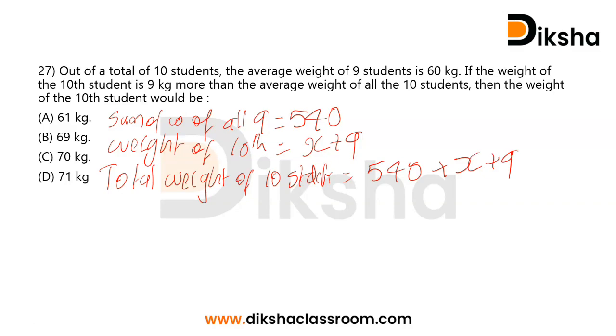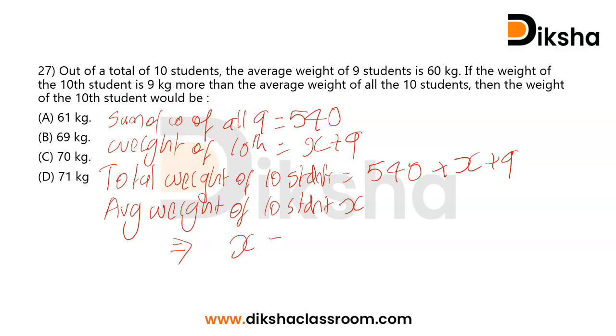Okay, now we have taken the average weight of 10 students as x. So average equals total value by number of observations, that is x is equal to, what is the total value? 540 plus x plus 9. What is the total number? 10. So we know average equals total value by number of observations. Average is x and the total value from this step is 540 plus x plus 9, divided by 10.